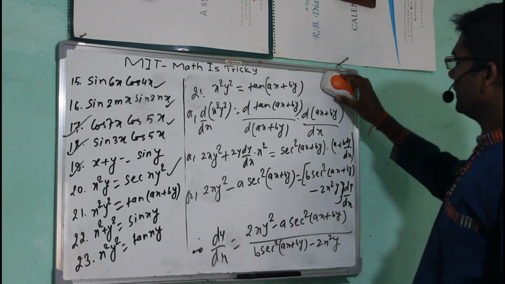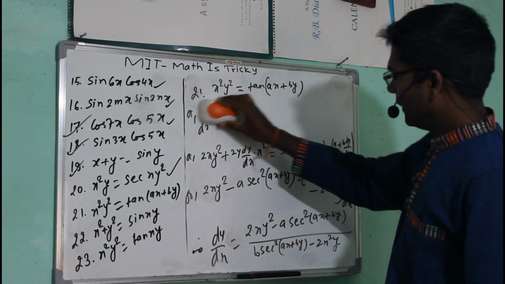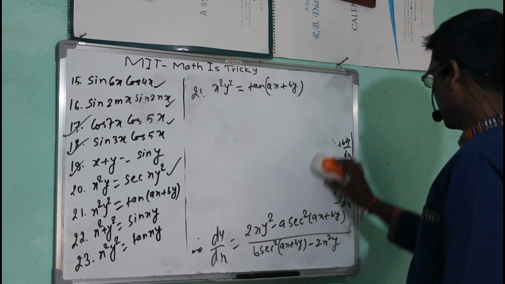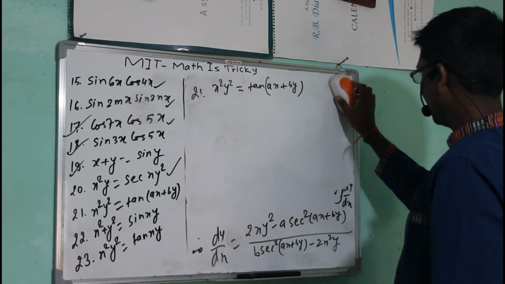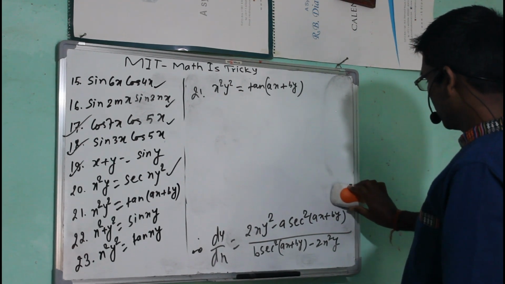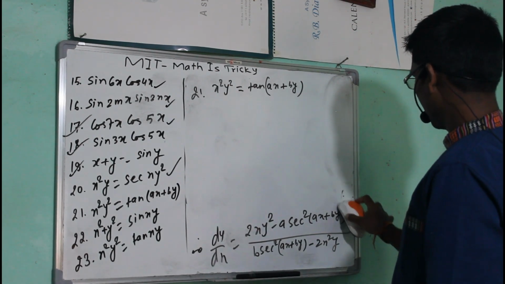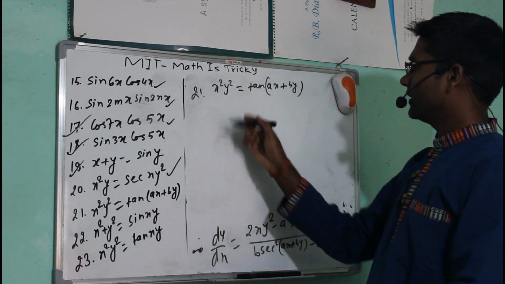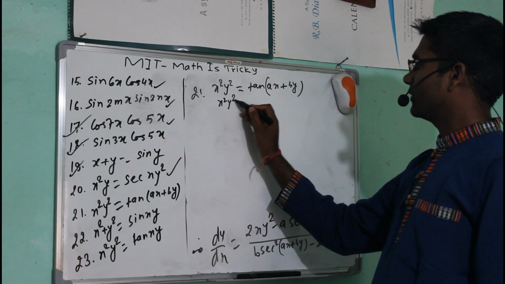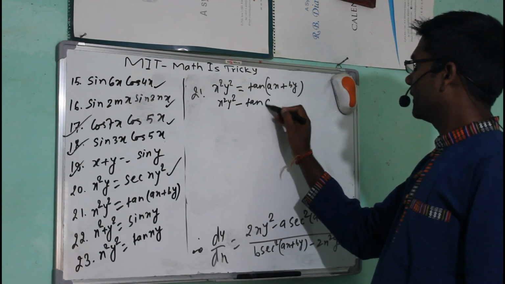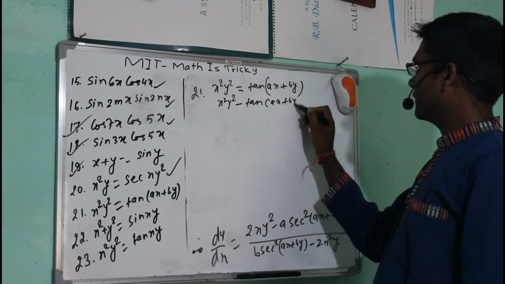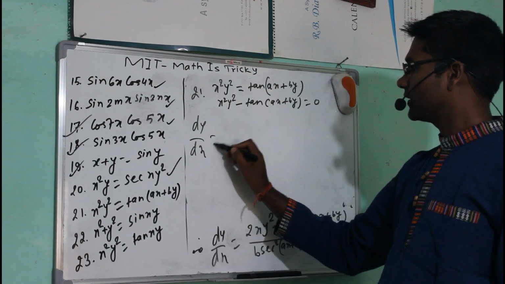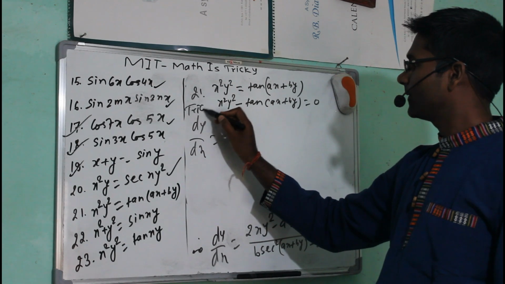Okay, now let me show how we can get the same answer within just a second. I have already given the formula for this type of problem, so you can watch my previous video. For this, what we do is first write x square y square minus tan of ax plus by equals 0. Okay, so then dy by dx equals, always, this is the trick.